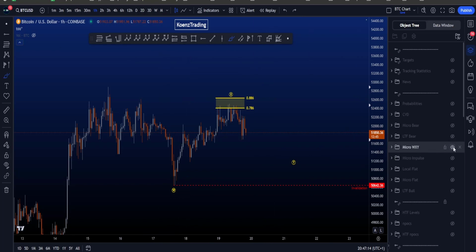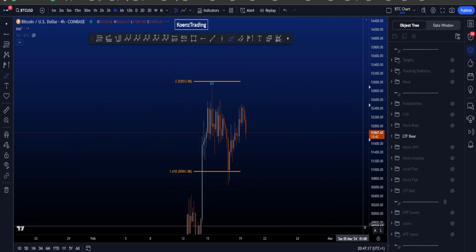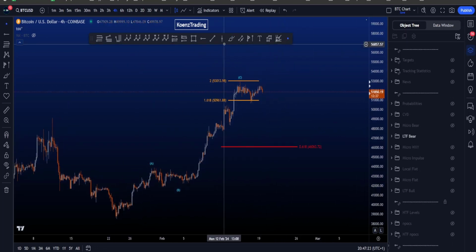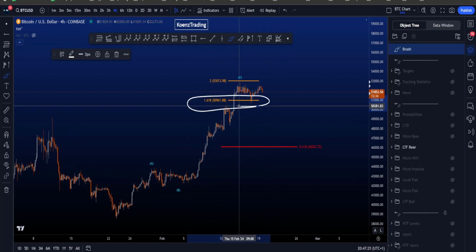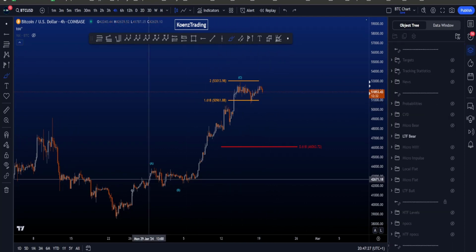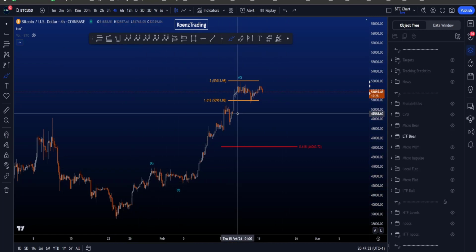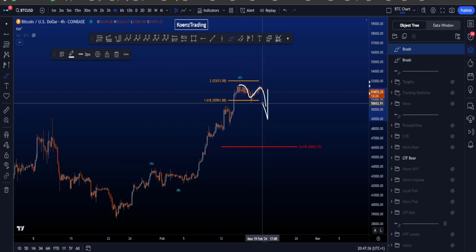If we then look at the bearish scenario on the 4-hour chart, we're looking for a zigzag to the upside in an ABC. Price is currently ranging above the 1.618. This does increase the probabilities for an impulsive scenario compared to the bearish ABC scenario. In this scenario, you want to see bearish structures to the downside.